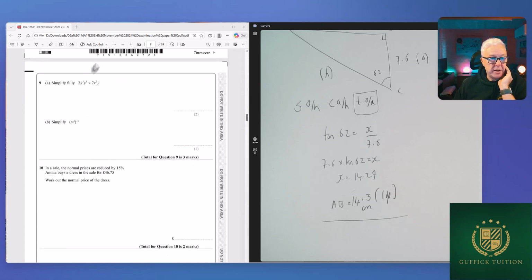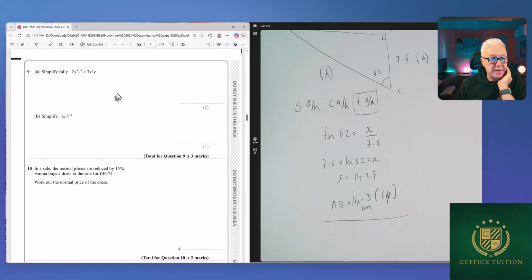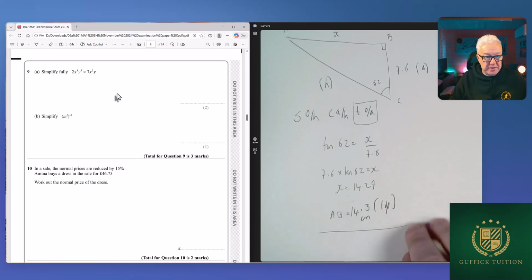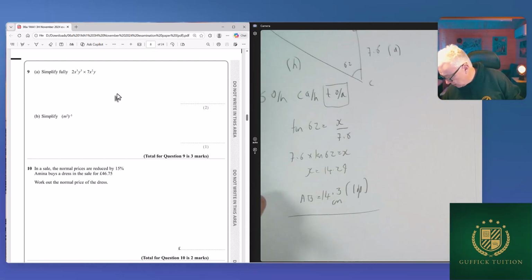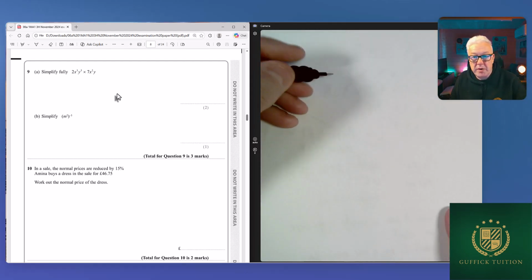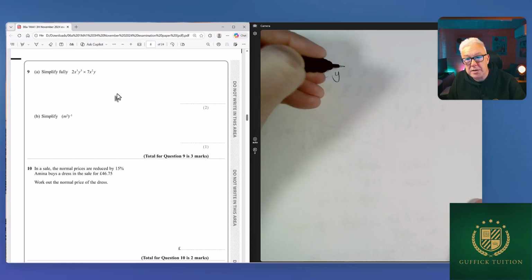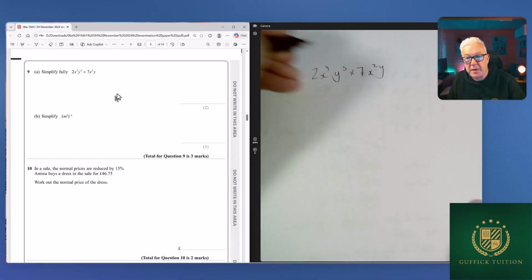Ooh, question 9, a nice little bit of algebra. That's always good fun. Algebra. Right, what does it say? Simplify fully. 2 times x cubed times y to the 5 times 7 times x squared times by y. Okay, let's write that down then. See what we get. So we've got 2x cubed y to the 5 times by 7 times by x squared times by y.